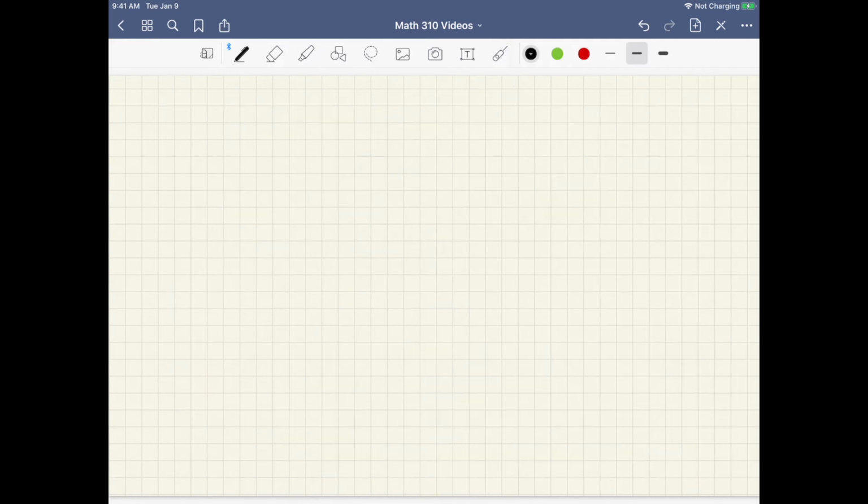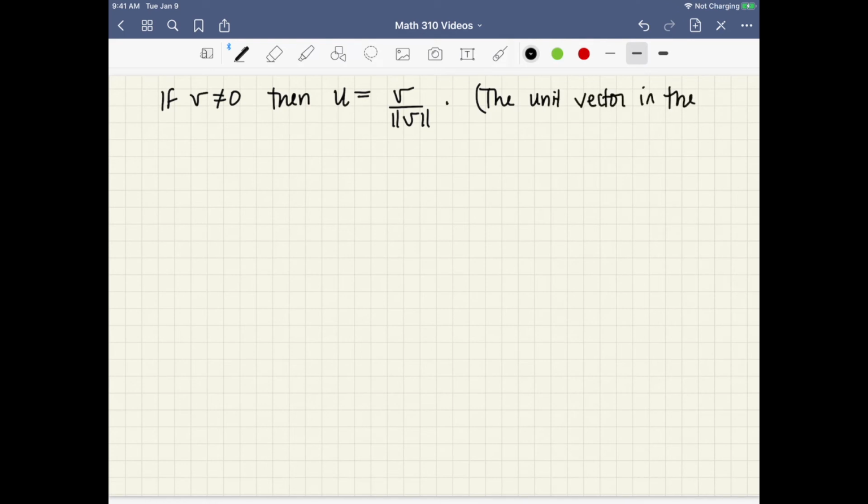So let's see how to do this. If v is not the zero vector, then your unit vector in the direction of v is v divided by the length of v. Okay, this is called the unit vector in the same direction as v. And it's called that because, well, if you plot them, they're going to be pointed in the same direction.